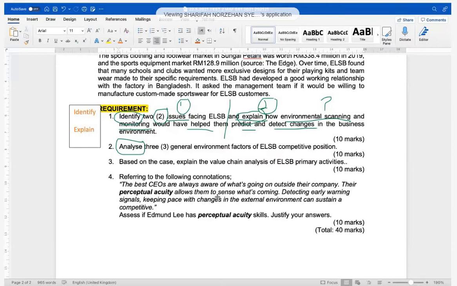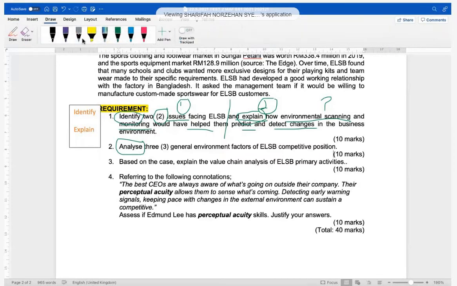So what about the third one? Make sure it's 3. No more, no less. All right. What about the third one?